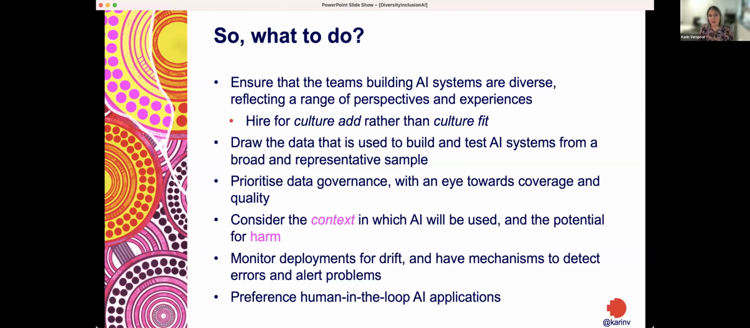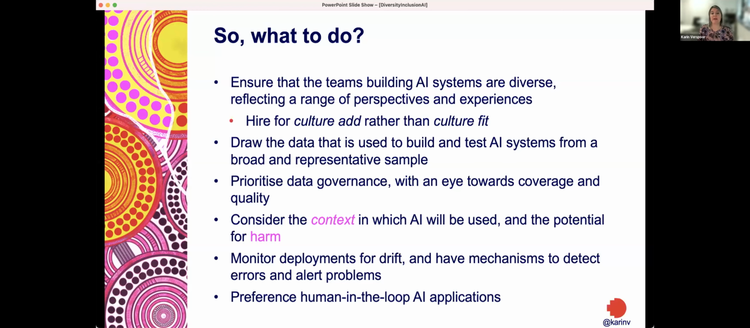Also, we need to be really careful about where we get that data from. Who's in your data? What kind of data are we using to build and test our AI systems? Make sure it comes from a broad and representative sample where you've looked at it really critically to think about what's in there. We have to think about data governance, right? The privacy and the sensitivity issues with an eye towards coverage and quality as well.